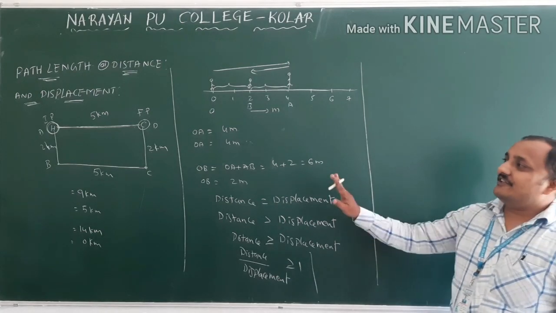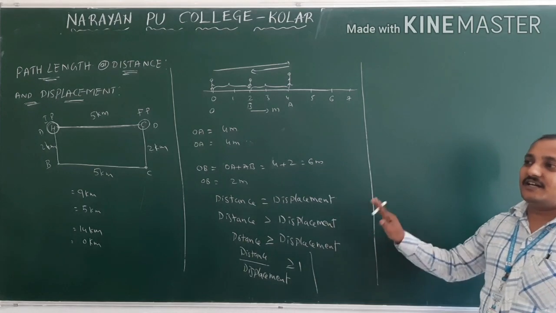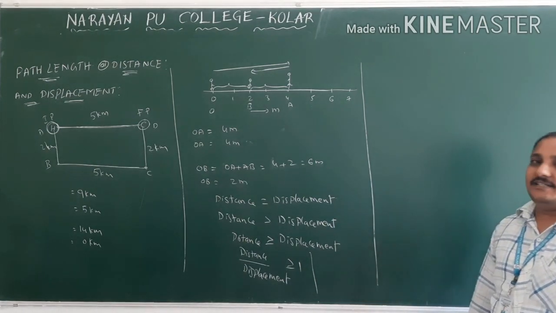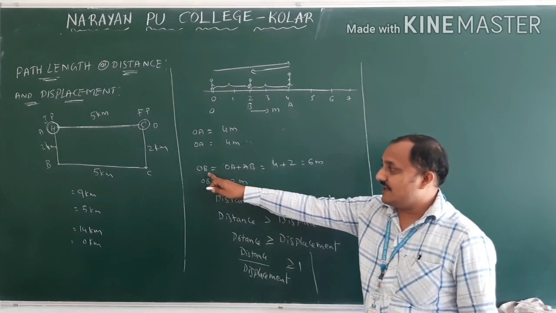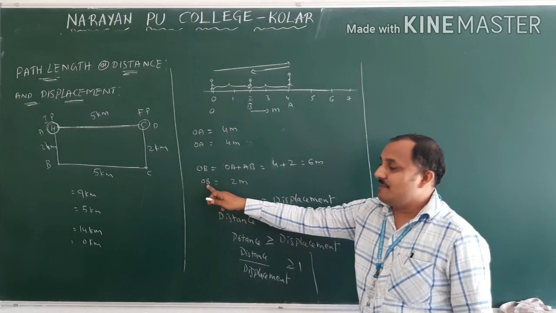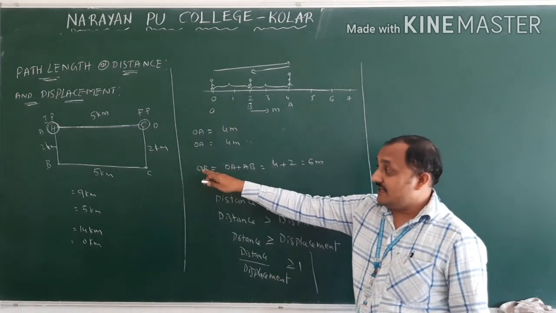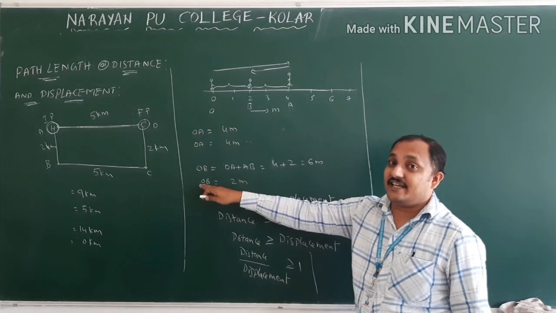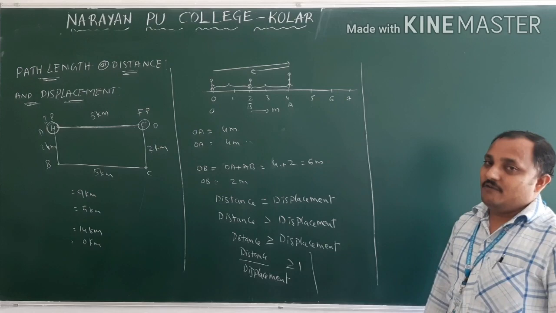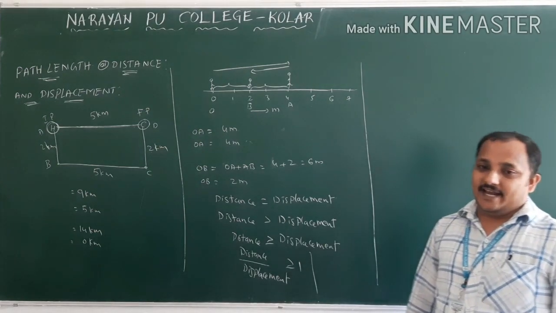Now, what are the differences between distance and displacement, their units, and what is the symbol? Whenever you are representing, how will you represent distance and displacement? I wrote here, whenever I am writing OB, I said distance. Here OB, I said displacement. By seeing that, whether they are asking distance or displacement, we can say. How we will say is very simple. Is it vector or scalar?